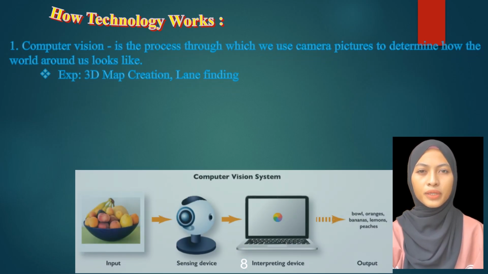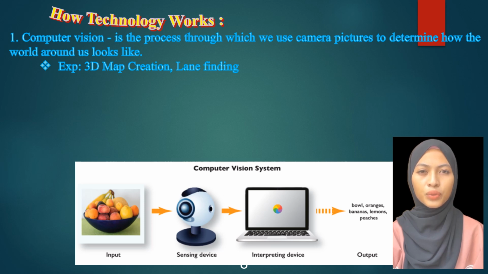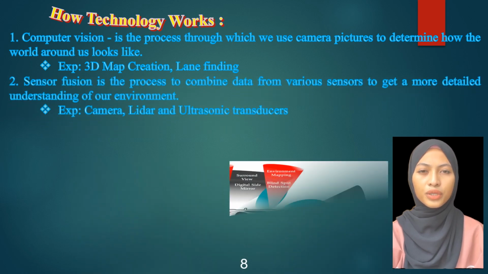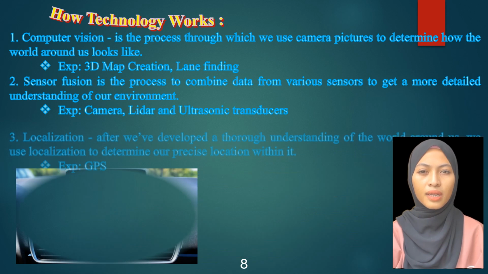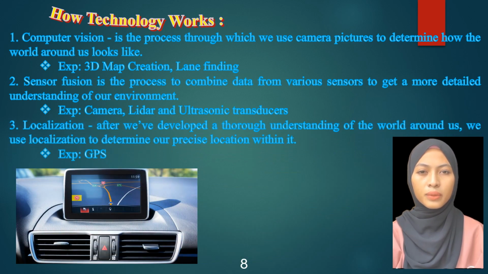Number 1. Computer vision. Computer vision is the process through which we use camera pictures to determine what the world around us looks like, for example, 3D map creation and lane finding. Secondly, sensor fusion. Sensor fusion is the process to combine data from various sensors to get a more detailed understanding of our environment. Next, localization. After we have developed a true understanding of the world around us, we use localization to determine our precise location within it, for example, GPS.